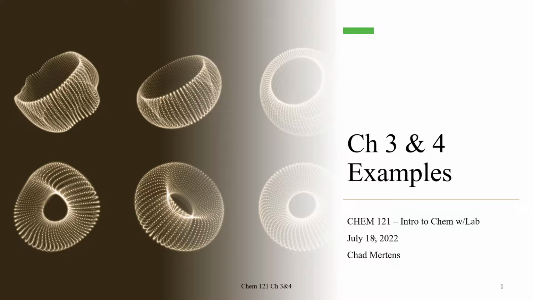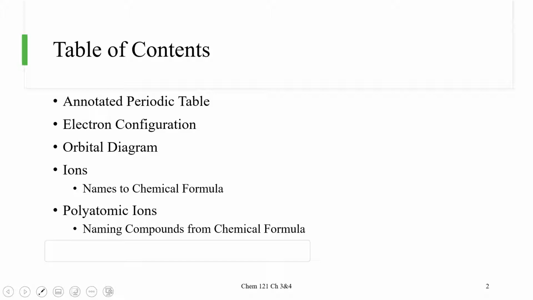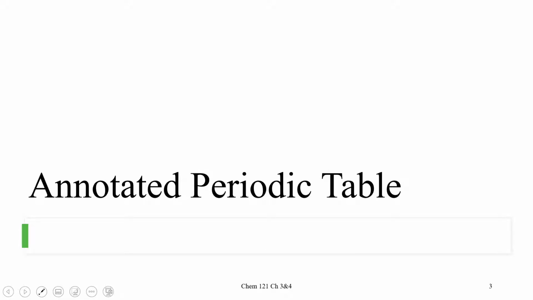In this video, we're going to look at some examples for chapters 3 and 4 for Chem 121. We're going to look at an annotated periodic table that is in the shared folder. We're going to look at some electron configuration, some orbital diagrams, some ions, and then some polyatomic ions. So let's look at an annotated periodic table really quick.